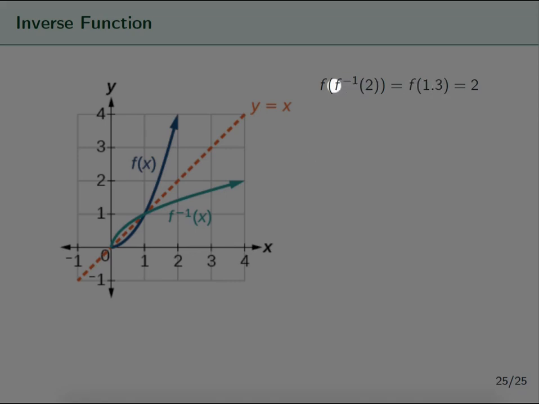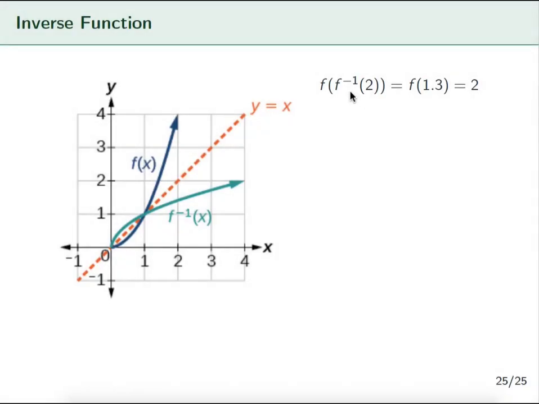So instead of f inverse of 2 inside, I found 1.3 because that's what the graph tells us. Then f of 1.3, blue is the f graph. I'm going to plug 1.3 about here. Then we'll get 2 as an output. So what happened here is f of f inverse of 2 gave us actually 2. Let's look at another one.